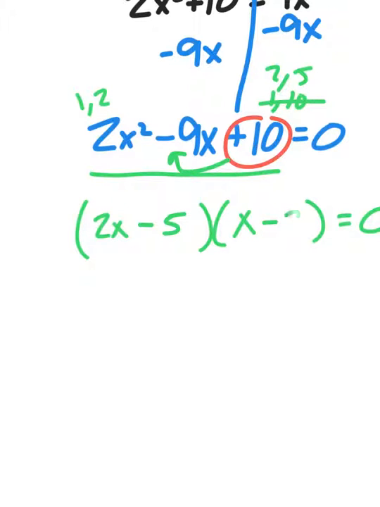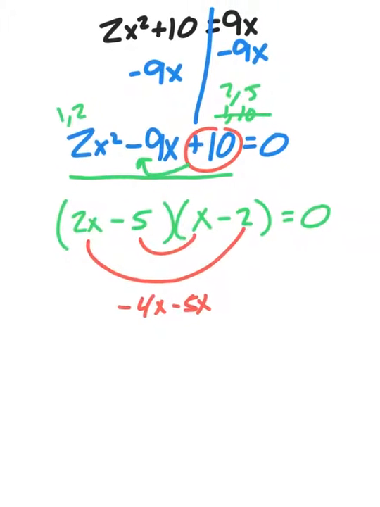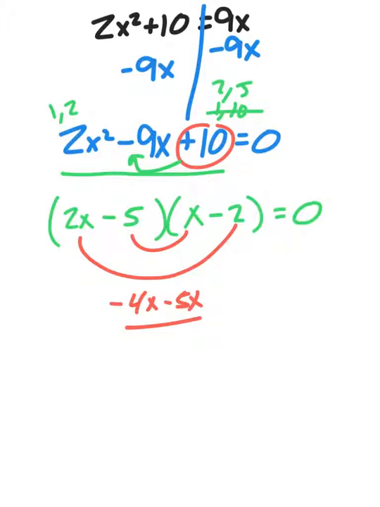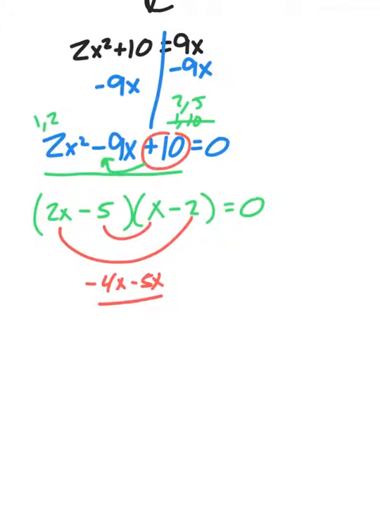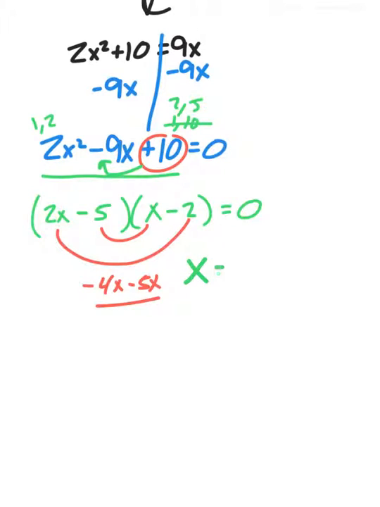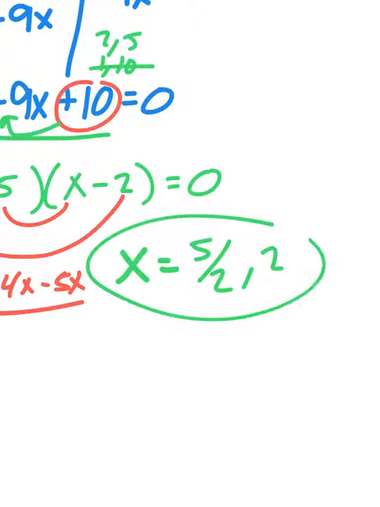Just looking at it, kind of eyeballing it right now, I think this combination is going to work for me, because 2x times 2 is going to give me negative 4x. And negative 5 times x gives me negative 5x. Yep, there we go. That gives me the negative 9x that I need. So this combination checks out. My solutions are going to be x equals positive 5 over 2 and 2.